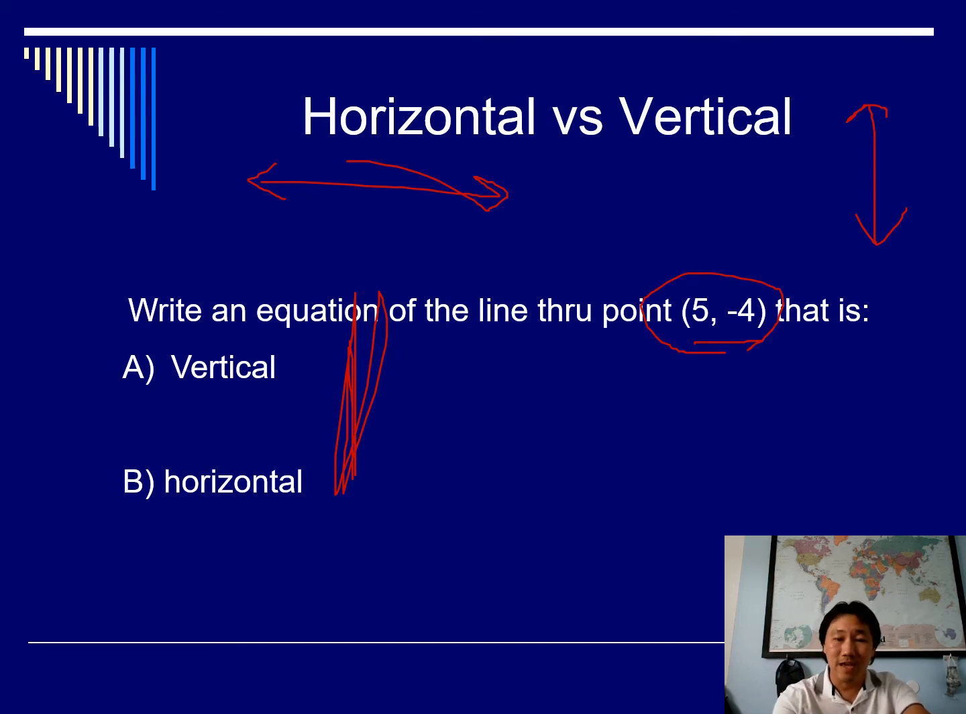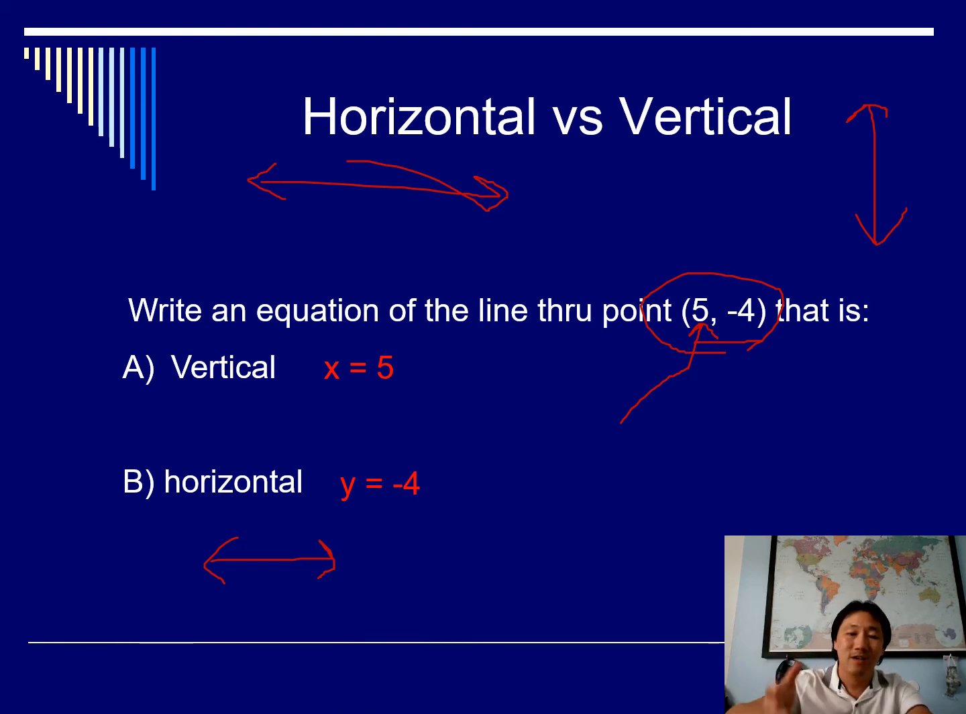There's an easy rule for that. All vertical lines have the equation in the form of x equals. In this case, x equals 5. That's the value for x. And guess what? Horizontal lines, line that goes this way, all have the form y equals. In this case, y equals -4. And that's it. Equations of lines that go up and down are x equals and whatever the x value is, and horizontal lines are y equals and whatever the y value is.